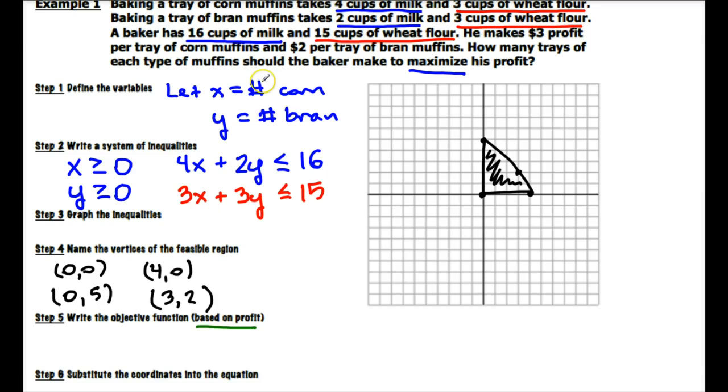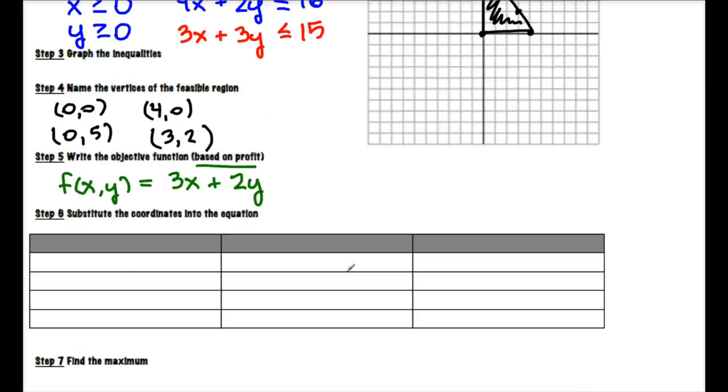And so the only things we haven't used yet, if you look back up here in the word problem, are the $3 and the $2. The $3 profit per tray of corn muffins and the $2 per tray of bran muffins. This is how you're going to write your objective function. So you know that your profit, f of x comma y, is going to be equal to $3 times the number of corn muffins, so 3x, plus $2 times the number of trays of bran muffins, 2y. So that's always where you get your objective function, is from your profit.